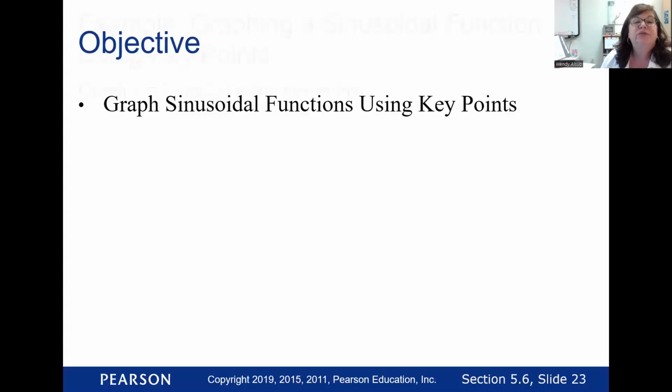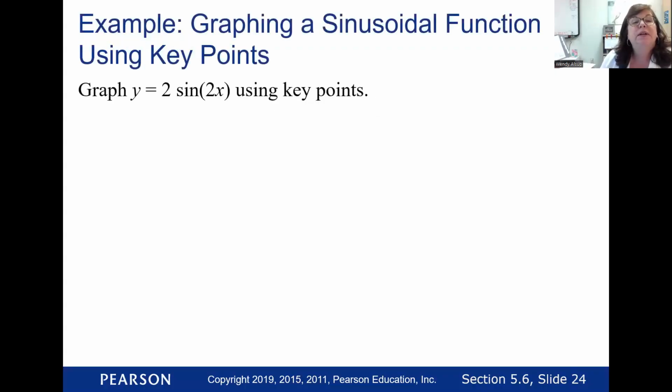All right, so let's graph a sinusoidal function using key points. Normally it would repeat every 2 pi, right? But what's our new period? Our new period here is going to be 2 pi divided by 2. So now ours is going to repeat every pi.